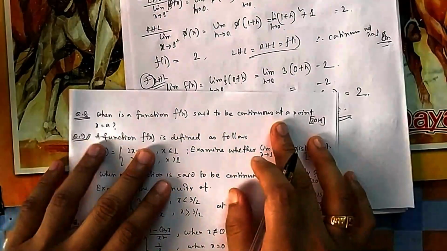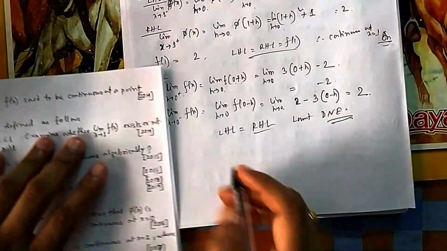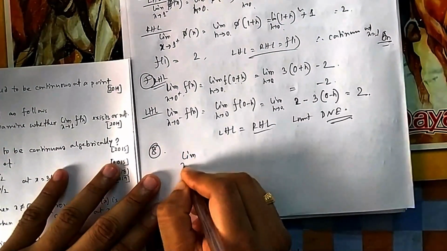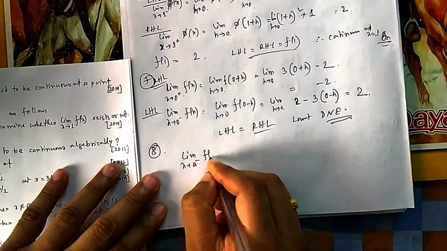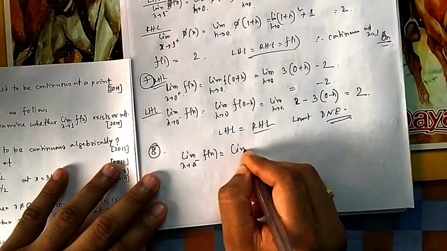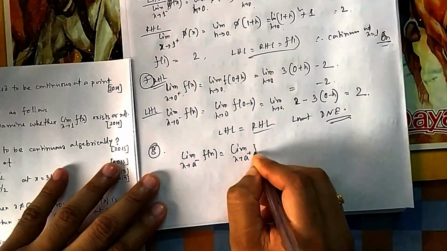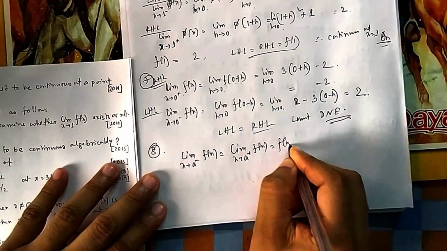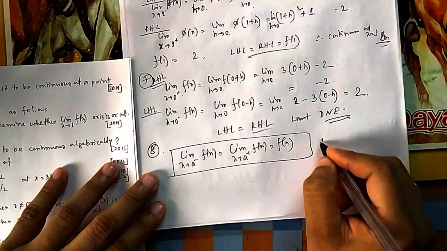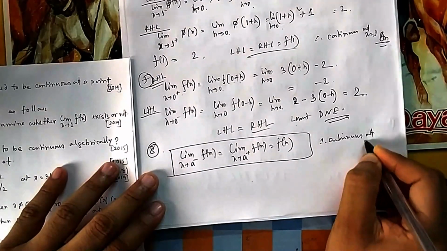When is a function f(x) said to be continuous at a point x equal to a? Now you know, according to the original definition of continuity, the left hand limit should be equal to the right hand limit, which should be equal to f of a.